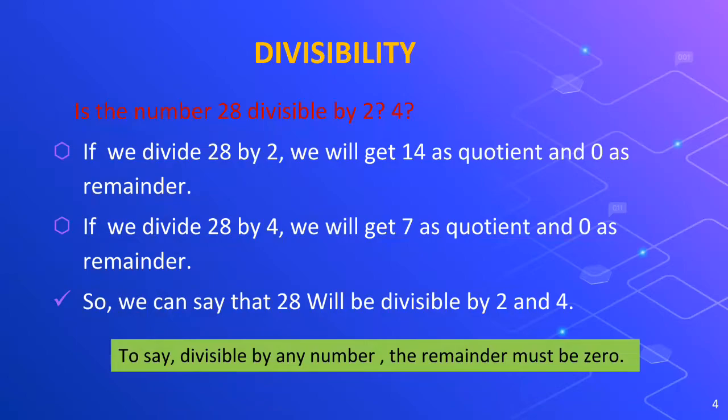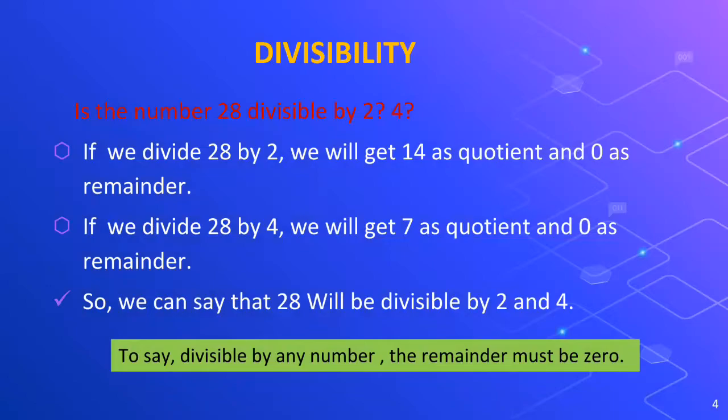Is the number 28 divisible by 2, 4? If we divide 28 by 2, we will get 14 as quotient and 0 as remainder. If we divide 28 by 4, we will get 7 as quotient and 0 as remainder. That is, when we are dividing 28 by 2 and 4, in both cases, we will get the remainder 0 with different quotient. So, we can say that 28 will be divisible by 2 and 4.